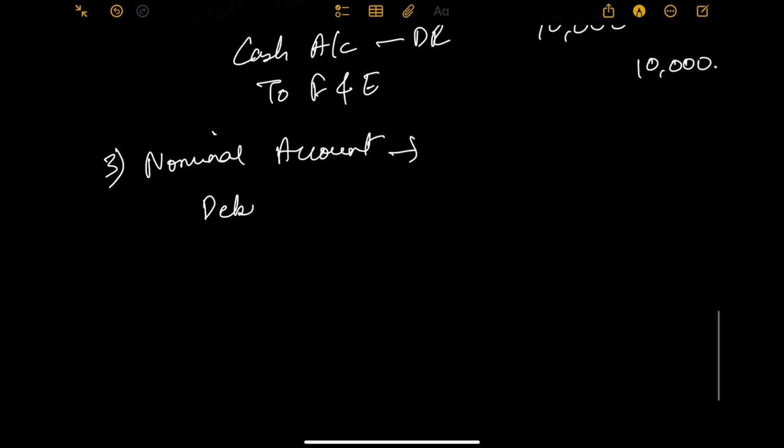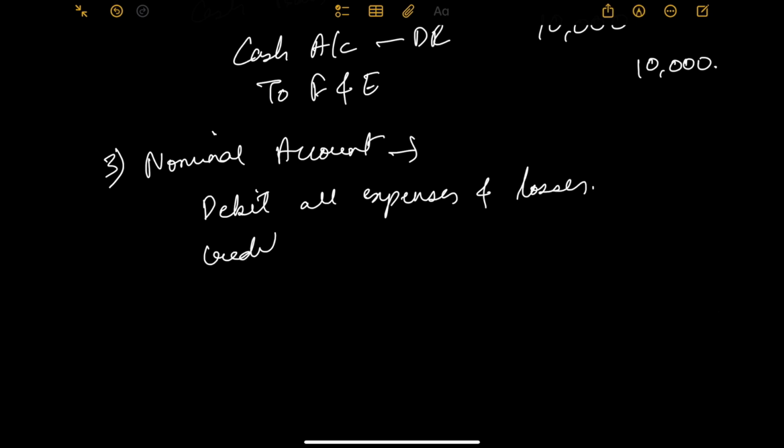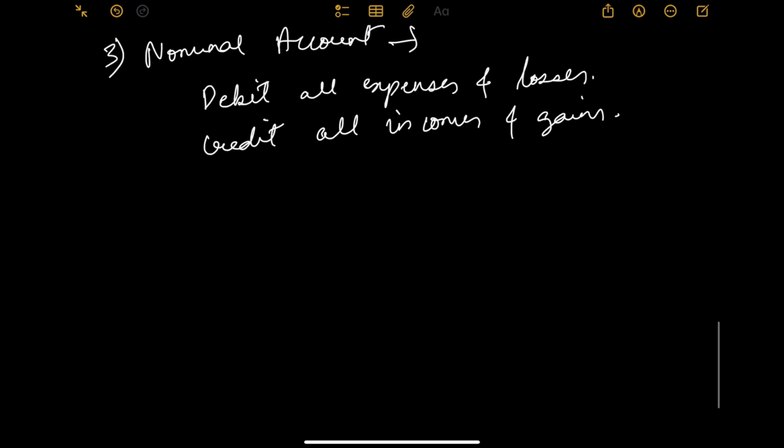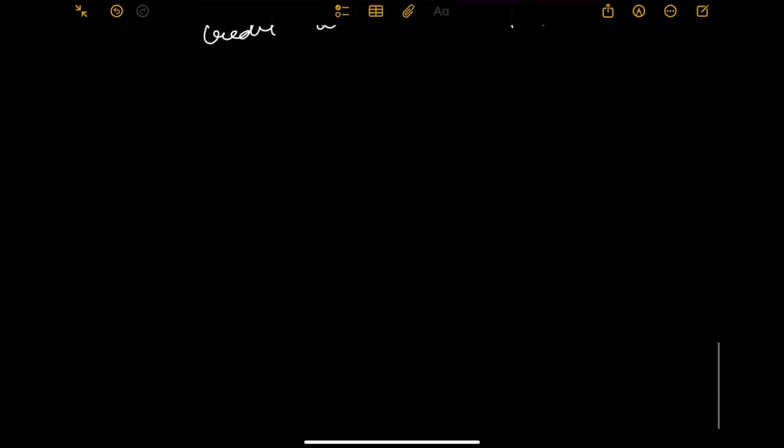Debit all expenses and losses, credit all incomes and gains. Let's take an example. Example number 1 for nominal account.